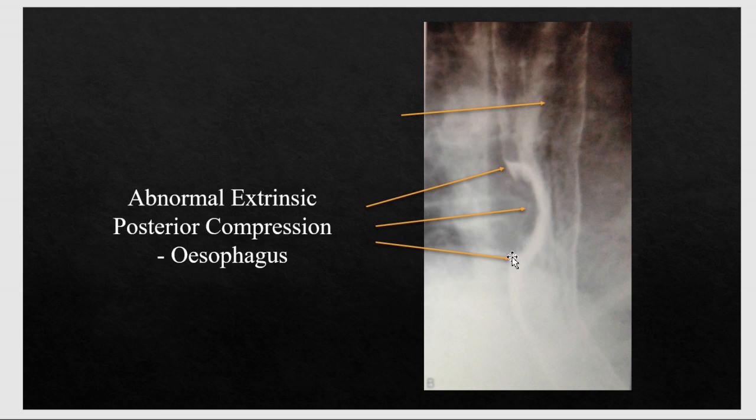You can see something is pressing over the posterior wall of the esophagus. This is extrinsic posterior compression from some swelling from the posterior aspect, and this is the esophagus. So the advantage of doing this double contrast study is this one, right? We can identify even the extrinsic compression also.